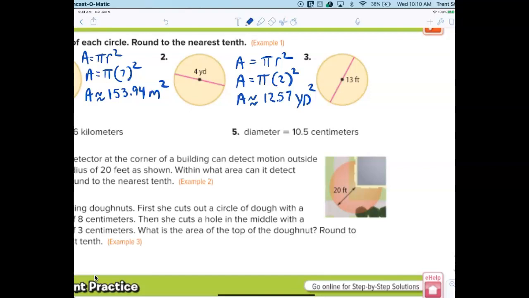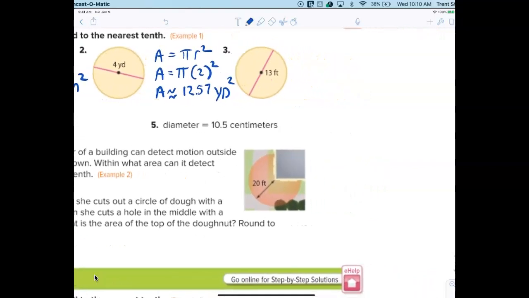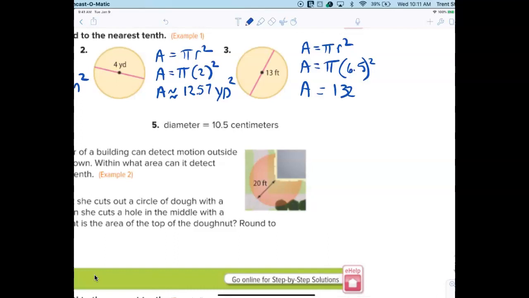All right, Jack, number 3. What's the formula for area? A equals pi r squared. Okay, what's the radius? 6.5. Good. You got your calculator today or not? No. Xavier, you go ahead and tell me what the answer is. 130.73. Say it loud and proud. 130.73.